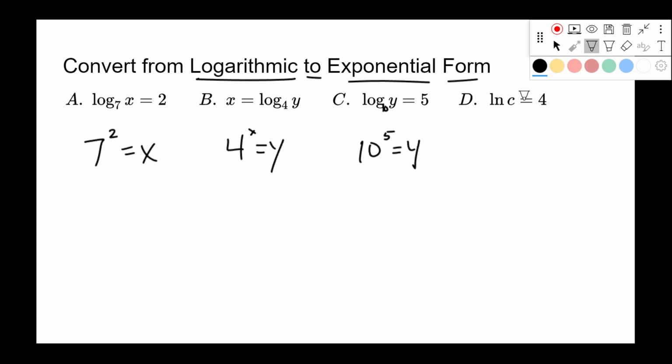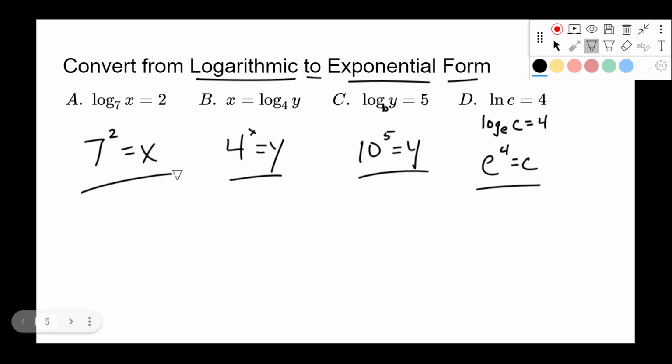And ln c equals 4. Ln is a fancy way to say log with base e, so let's write it down here. E will become the base for the exponent. E to the 4th is equal to c. And these are our answers written in exponential form. Again, I know we can simplify some of these, 7 squared, 10 to the 5th, e to the 4th, but that's not what was asked. You were asked to convert. Just change the form and stop.